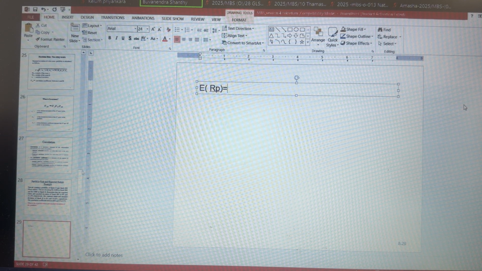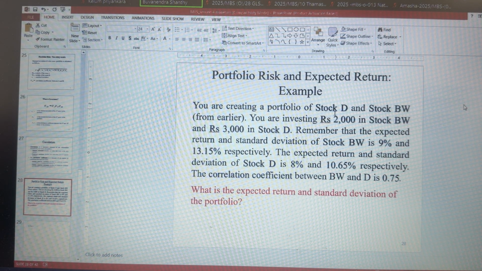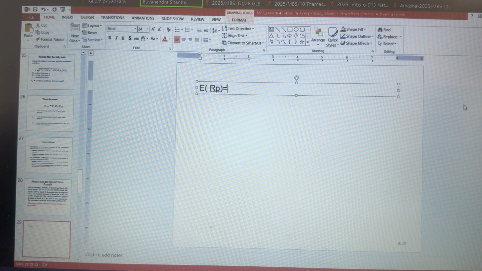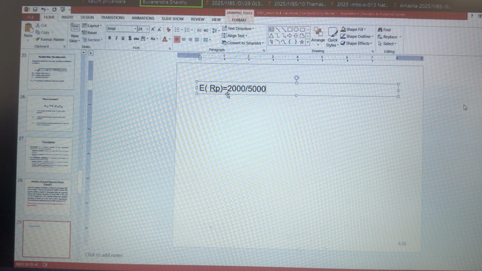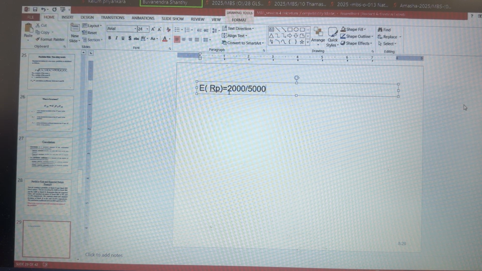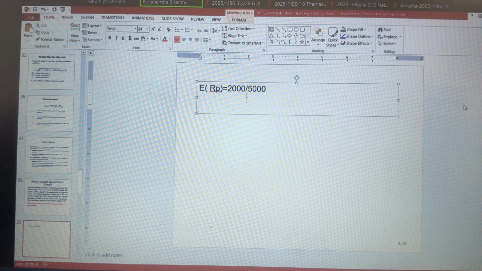Here you can see stock D and BW, 2,000 in BW. So 2,000 out of 5,000 is the weight, right? First one, 2,000 divided by 5,000 is the weight. So 2 upon 5, it should be 40%, okay? First one is 40%. So it means the other one is 60%, right?